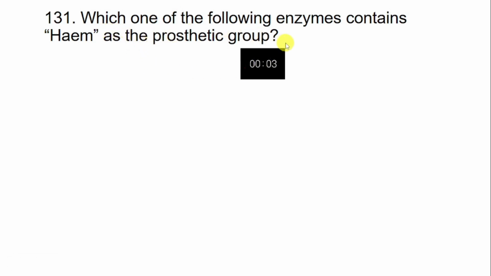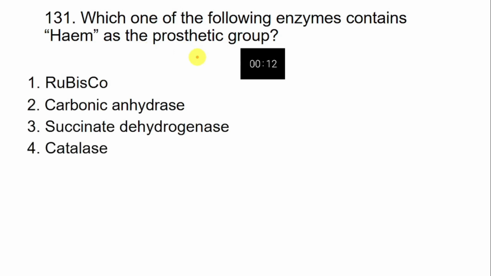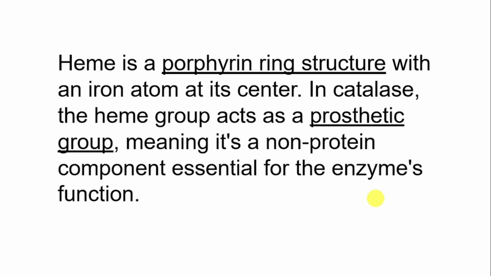Which one of the following enzymes contains heme as the prosthetic group? If you recall the chapter on biomolecules, the examples here are peroxidase and catalase. So option 4 is the answer. Last year the question from enzymes was on carboxypeptidase. This year it was on catalase.